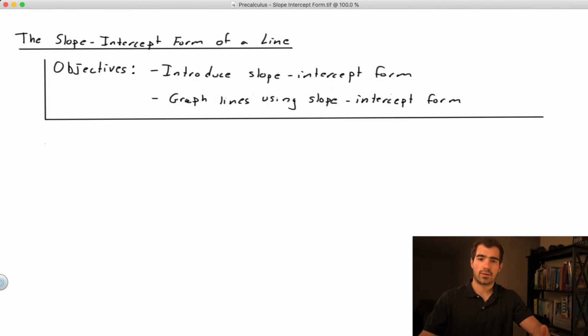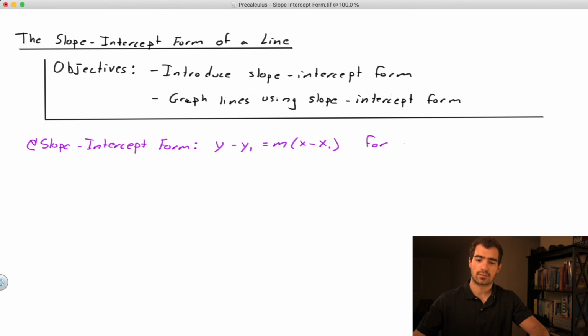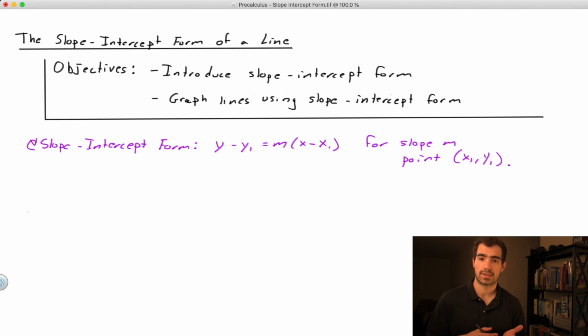In our last video, we introduced the first form of a linear equation, the point-slope form. We said that it was expressed as y minus y1 equals m times the quantity x minus x1, for some slope m and some point that the line passes through, (x1, y1). In this video, though, we'll explore a different form of a linear equation, namely the slope-intercept form.